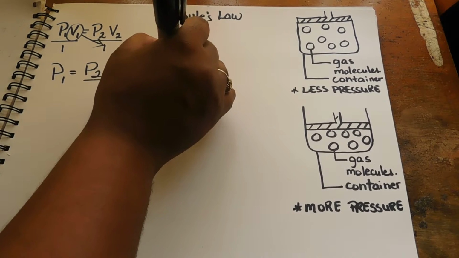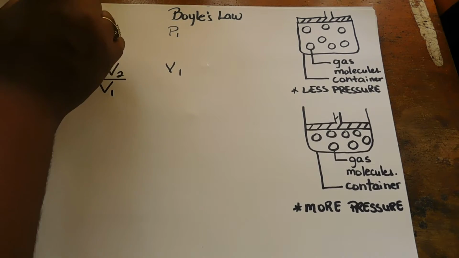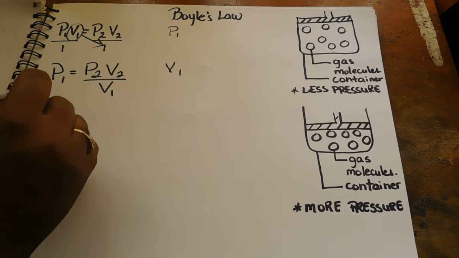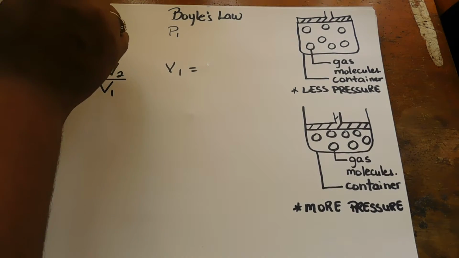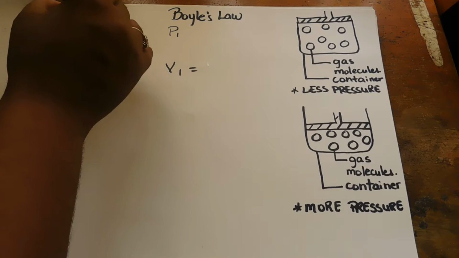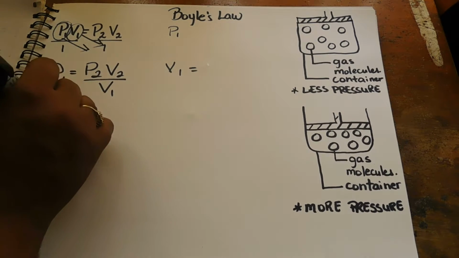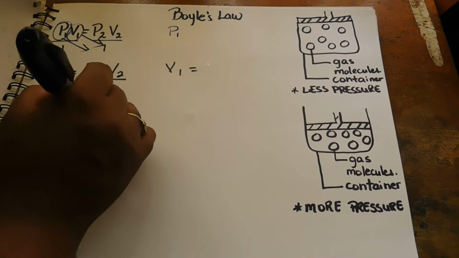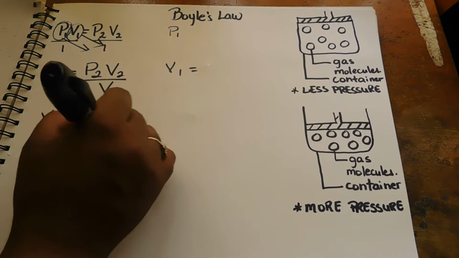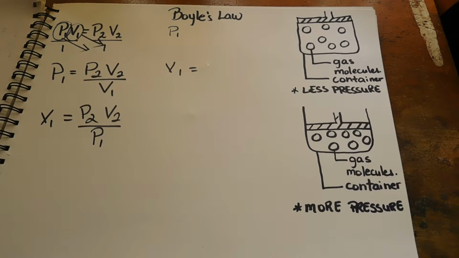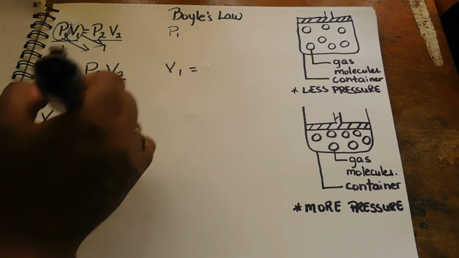Now suppose you want to solve for V1. You do the same thing, but this time you would move P, right? So if you had this go down here, you would say V1 is equal to P2 V2 over P1. Pretty cool, right?